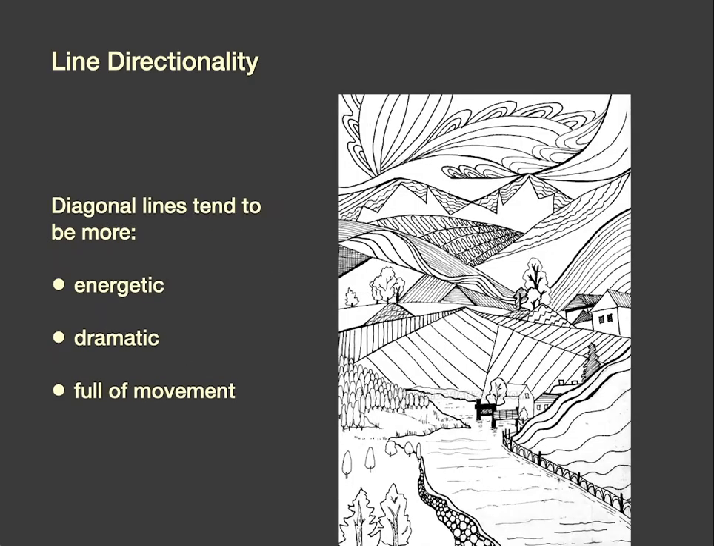And then finally, we have diagonal lines. These are the lines that tend to be more energetic and dramatic, full of movement. I think when we talked about shape for Project 1, we talked about diagonal shapes being the party shapes, and the same thing is true of lines. There's a lot of energy in diagonal lines.